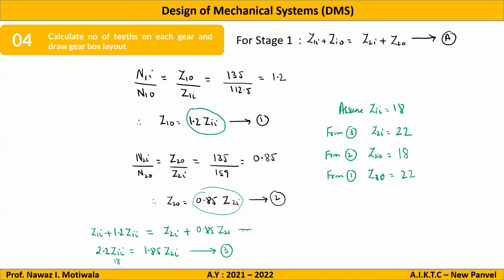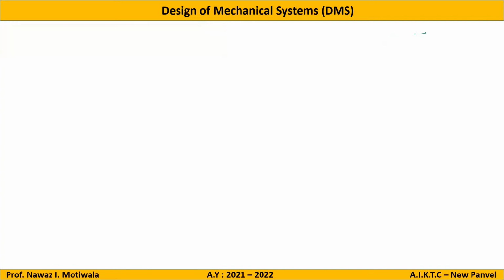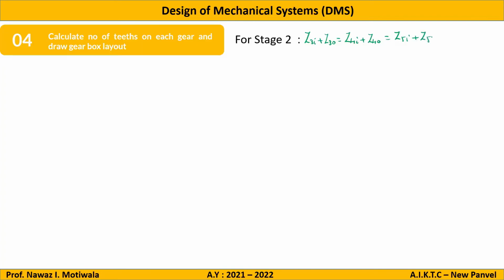Now I will give you 5 minutes to calculate the number of teeth on stage 2. And here I will ask randomly any student for the answers. And the equation is this. For stage 2, we have 3, 4, and 5. So I will write Z3I plus Z3O is equal to Z4I plus Z4O is equal to Z5I plus Z5O. This is the equation which we are using, and we have named this equation number B.